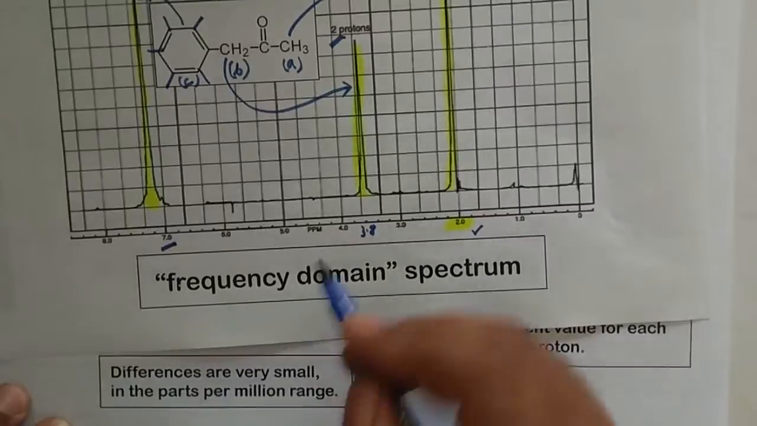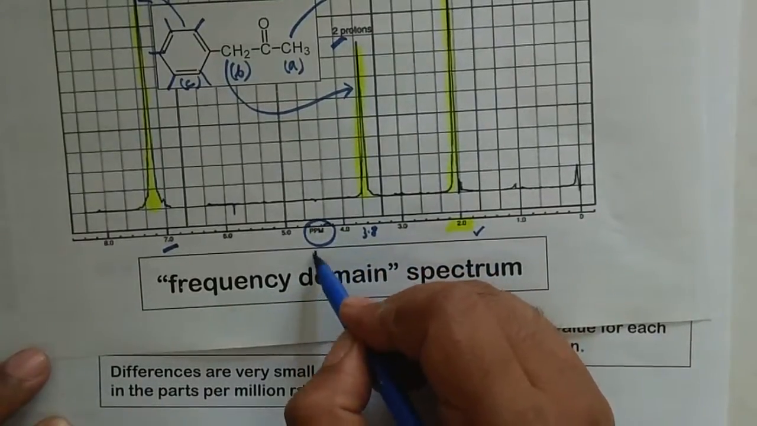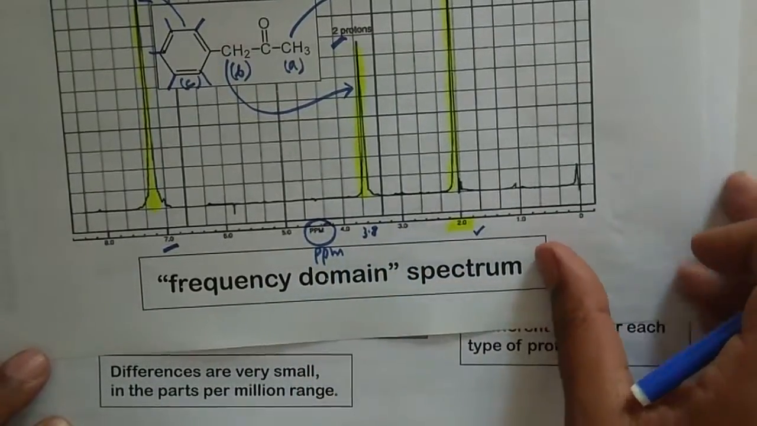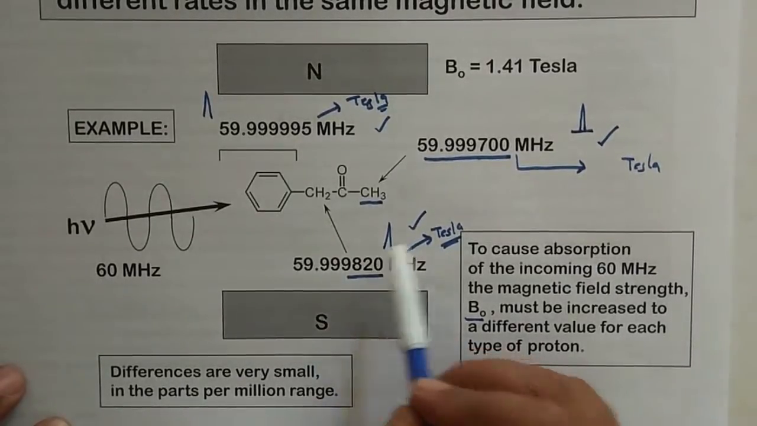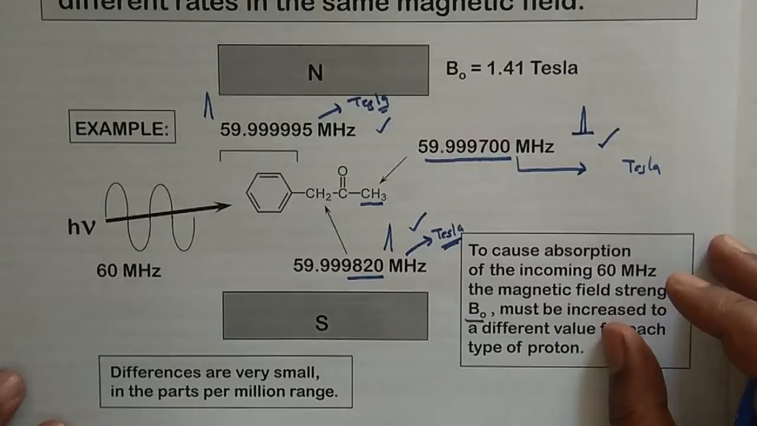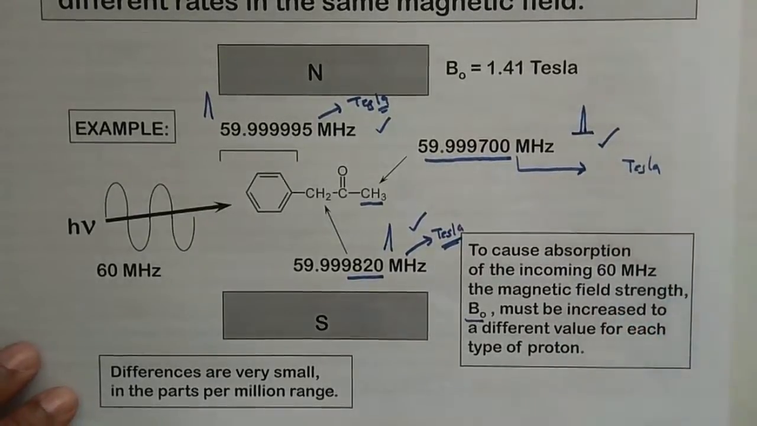It is written here, ppm, parts per million. Why? Because the difference in frequency is very, very small. So this is how you can get the NMR spectrum by using that continuous wave NMR spectrometer. So why is it called continuous wave NMR spectroscopy, where I have written CW classical.